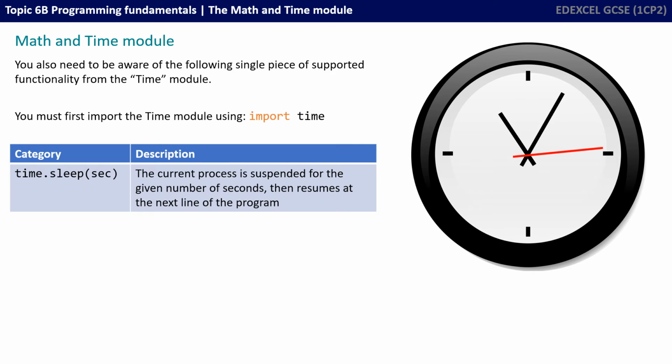You also need to be aware of the following single piece of supported functionality from the time module. Just like the math module, to use it, you have to write import time at the top of your code. The command goes time.sleep, open brackets, and then you give a number in seconds and close brackets. When you do this, the current process is suspended for the given number of seconds, then resumes at the next line of the program.